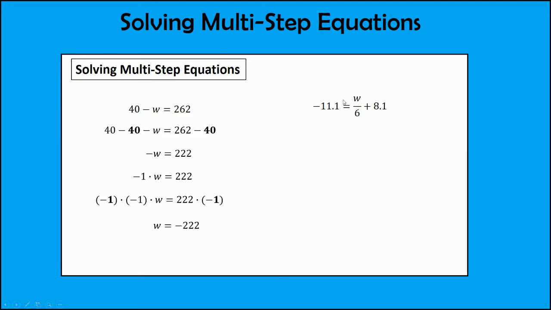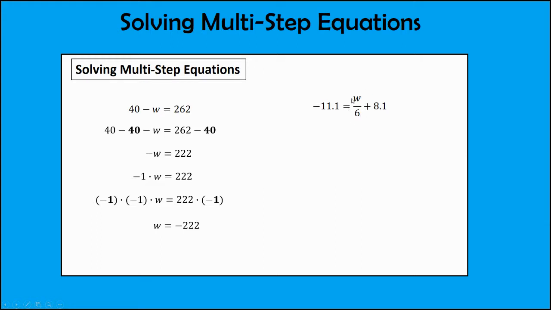If you look at our equation, the left side of our equation is -11.1. That's only one term, so there's nothing I can do to simplify that. The right side of my equation is w divided by 6 plus 8.1. This is really two terms. This w divided by 6 is a term, and this 8.1 is a term. They're not like terms because this one has a variable w in it, this one doesn't. So there's nothing I can do to make it any simpler. So we're ready to start solving.